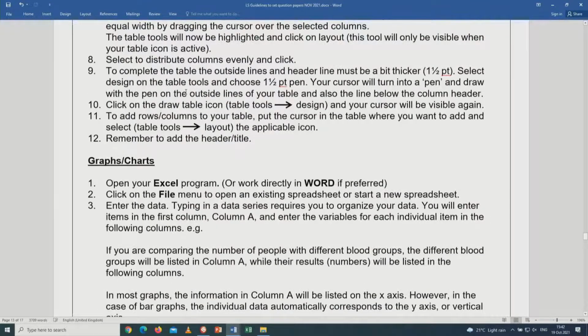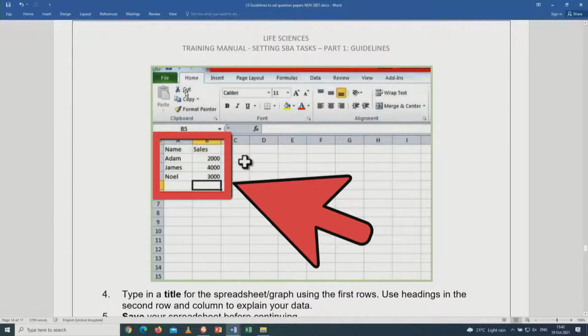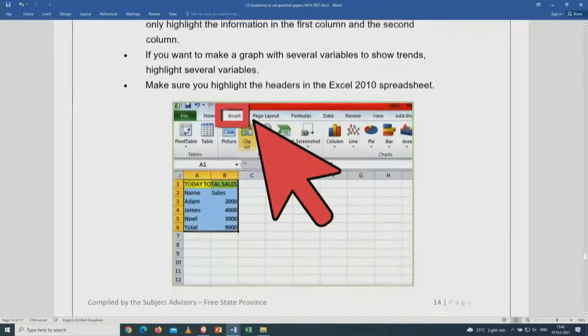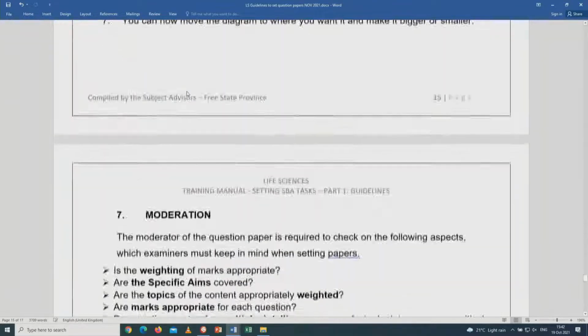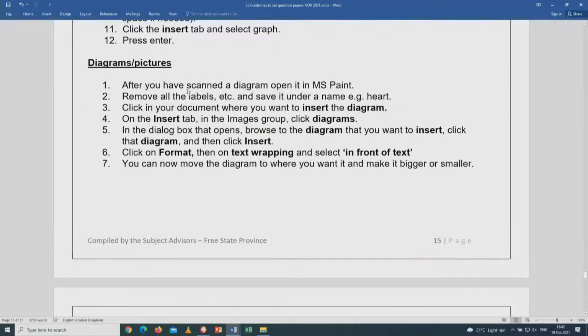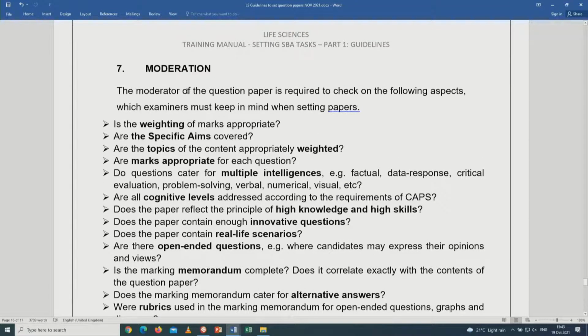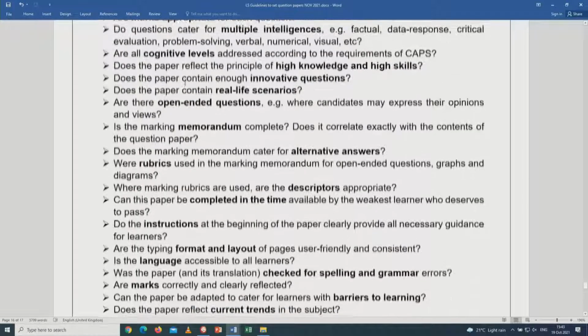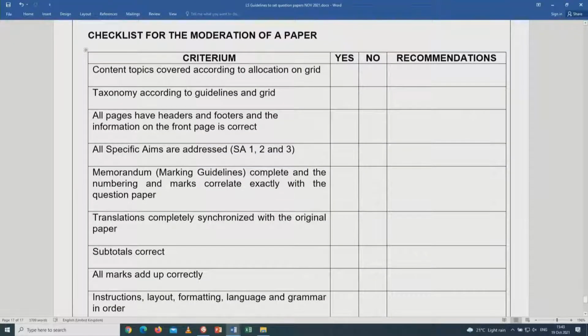When it comes to graphs, there are nice big diagrams showing how to do these things. I'm quickly going to do all three of these things for you, but you must go and practice it. Then there's a last part on moderation. What is moderation? Who moderates? It's important. And then we're providing you with a checklist.